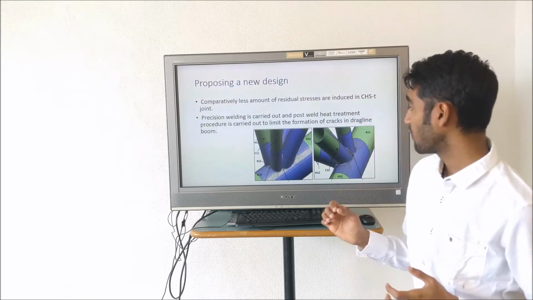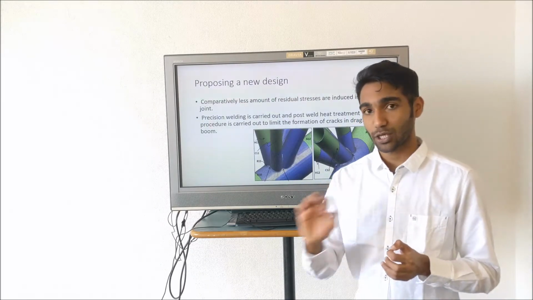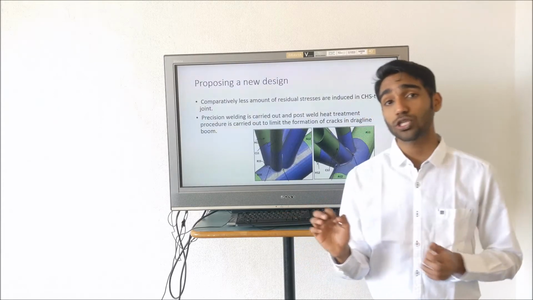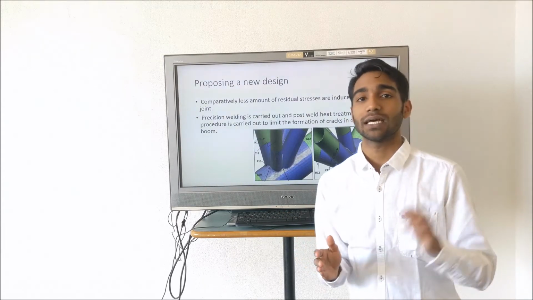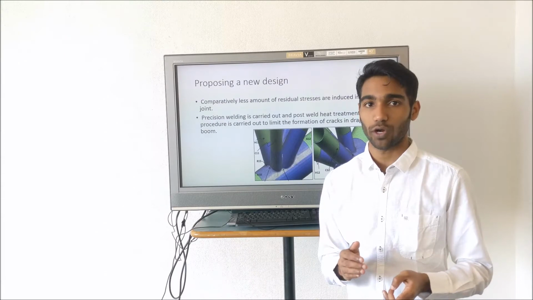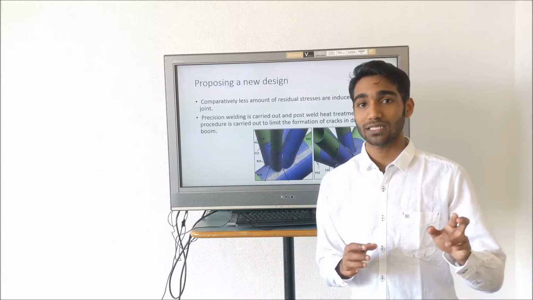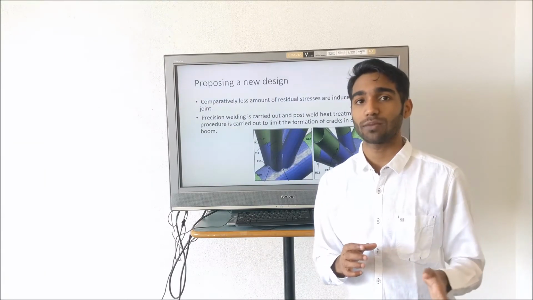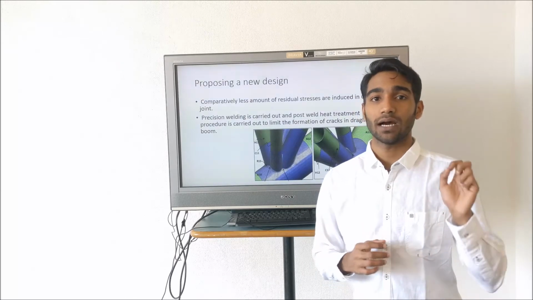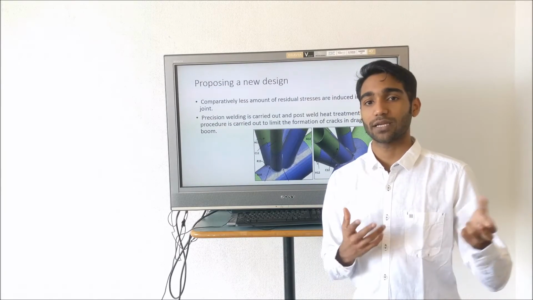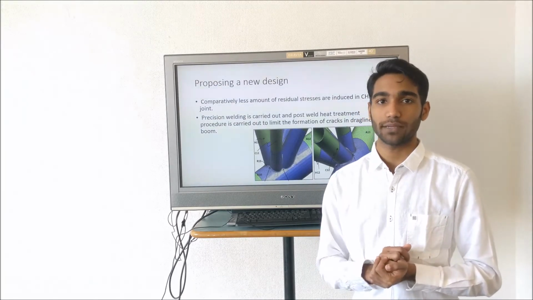And once performed, we can obtain a regular weld profile, and inclusion of any foreign materials in the weld material can be easily avoided. If there is any inclusion of foreign material, it can easily weaken the structure and can result in premature failure of the dragline boom.